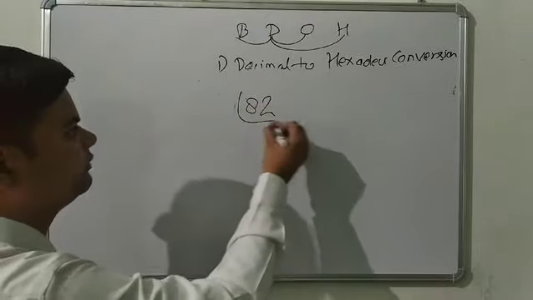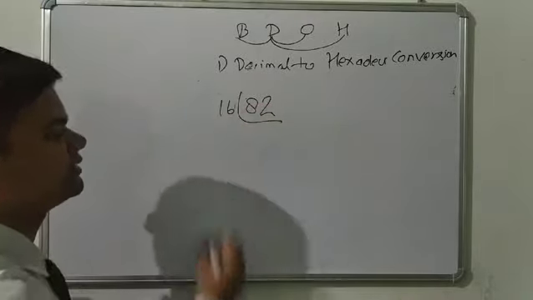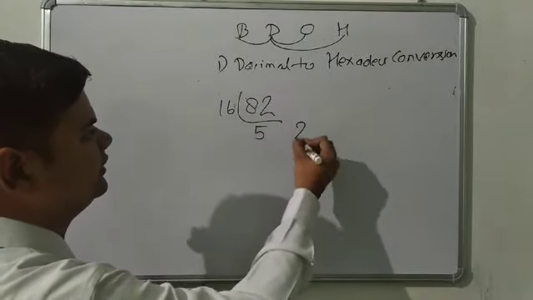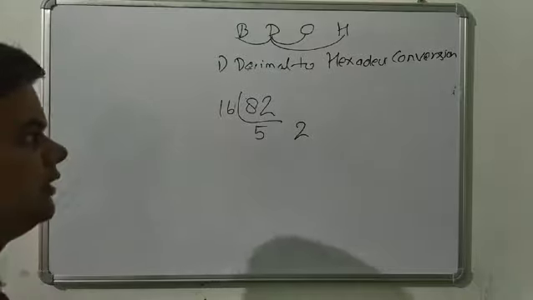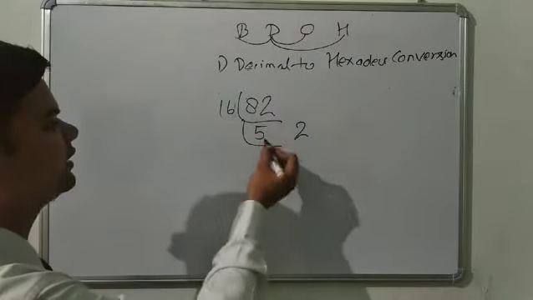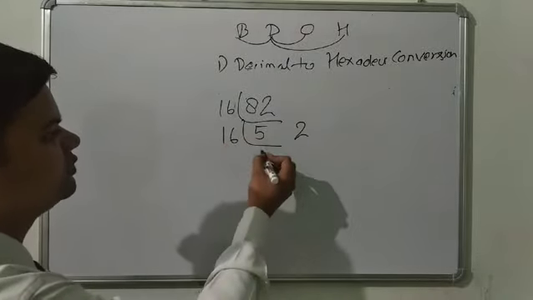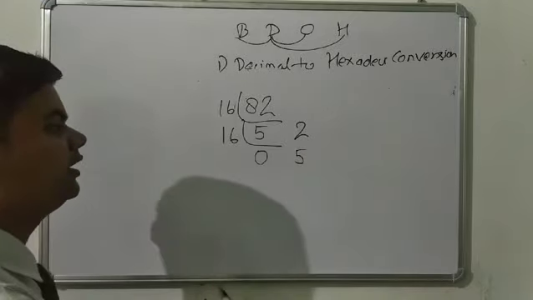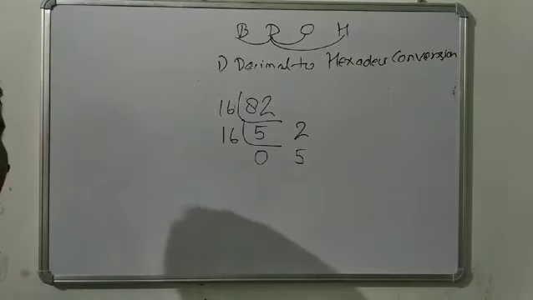So we have to divide 82 by 16. That gives 5 and the remainder is 2. Whenever you divide 82 by 16, we get the quotient 5 and remainder 2. Now we have to divide 5 by 16 again. So the quotient is 0 and the remainder is 5. Okay, so this is the method. So now what is the final answer?